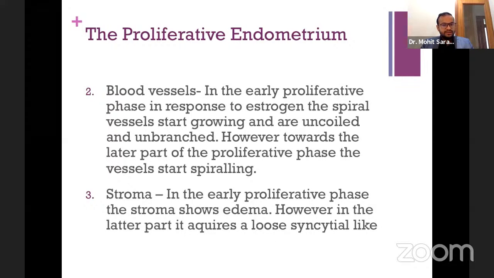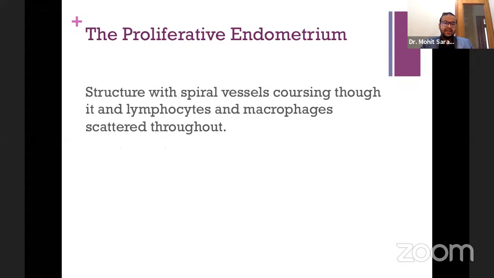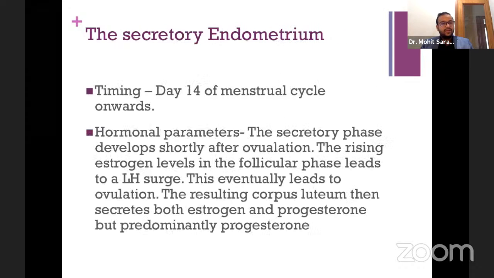If you look at the blood vessels, even the blood vessels start proliferating at this stage, but at this point, they're not coiled. They're straight, unbranched, and they grow inside the stroma, the endometrial stroma. If you look at the stroma, in the early proliferative phase, the stroma shows mild edema. However, by late proliferative phase, it has a loose syncytial-like character with spiral vessels coursing through it, and lymphocytes and macrophages scattered throughout.